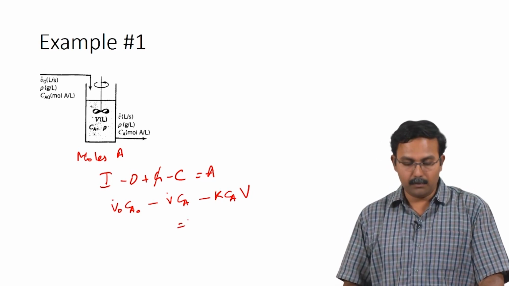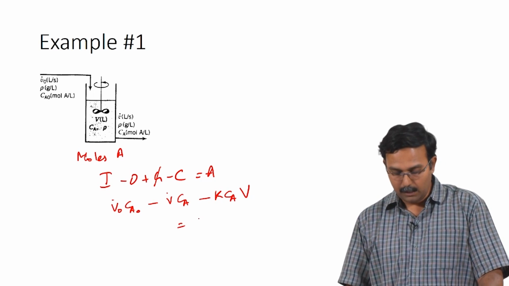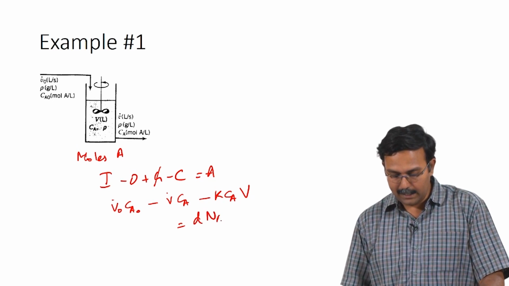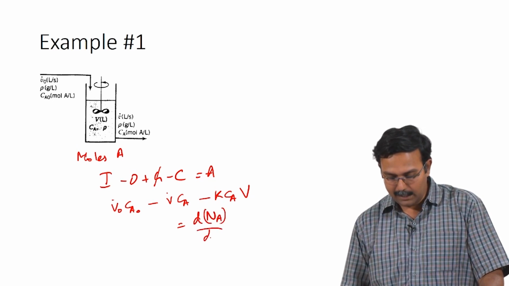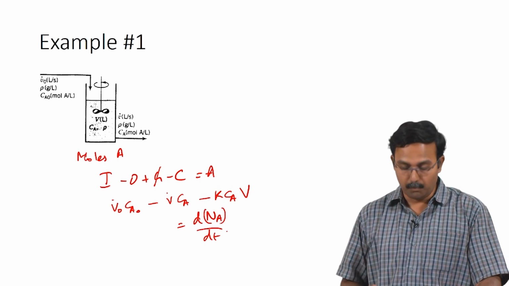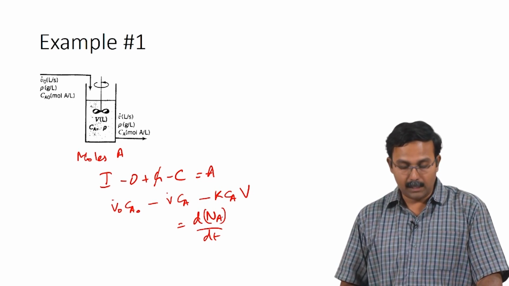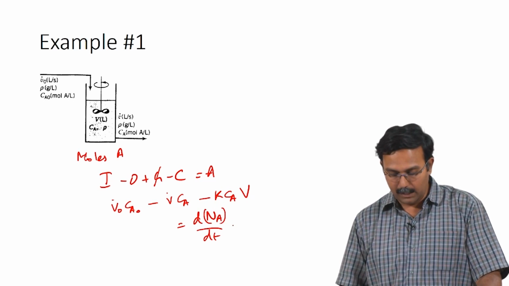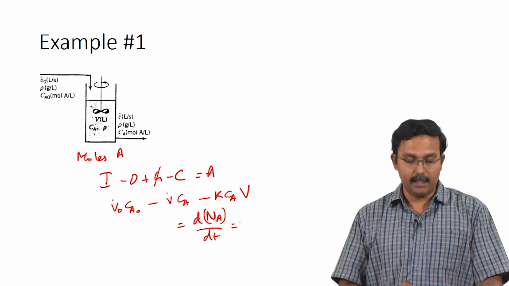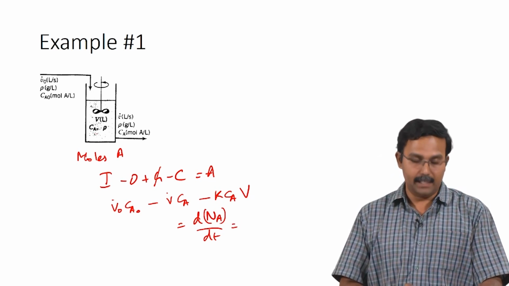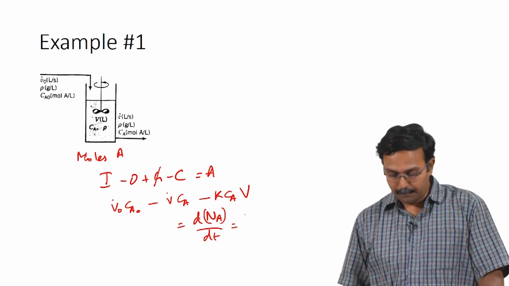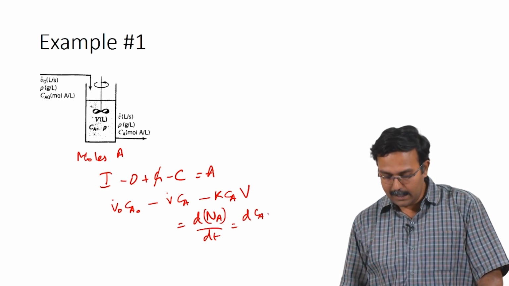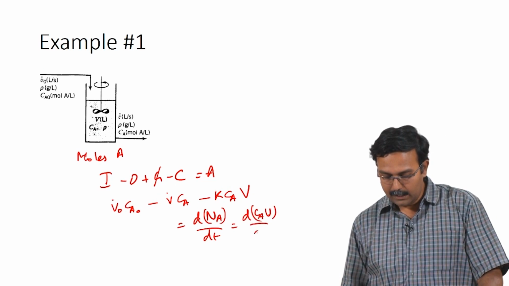The last term you have to look for is the accumulation term. So, the accumulation term would be dNA by dt. I am using N instead of M because I am using number of moles. This number of moles of A can be calculated by multiplying the concentration of A inside the reactor times the volume. So, this would be d(Ca V) by dt.